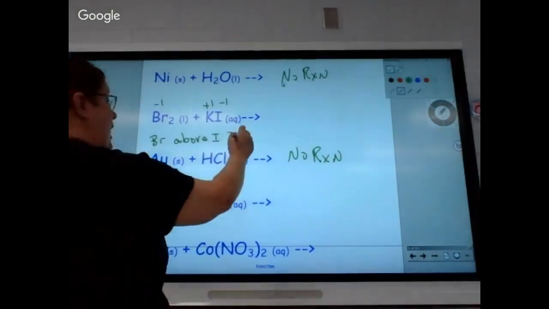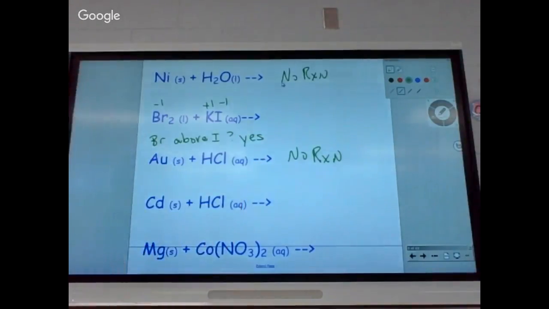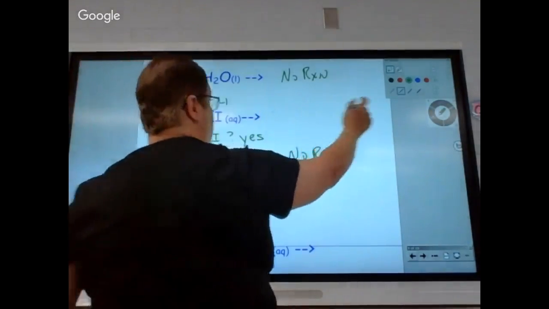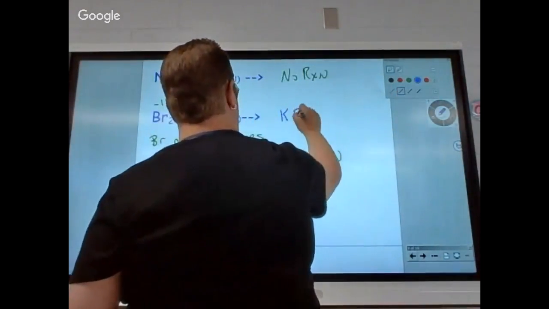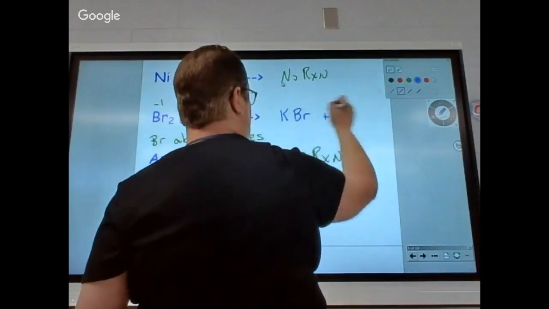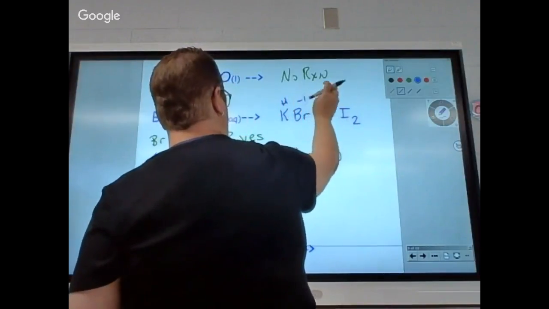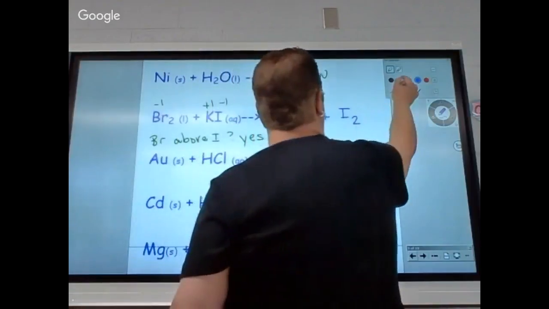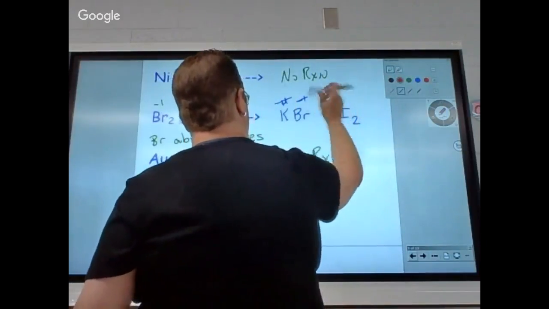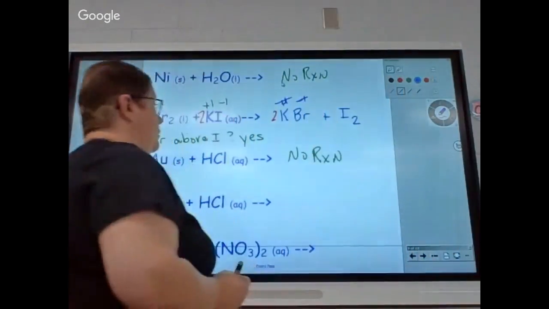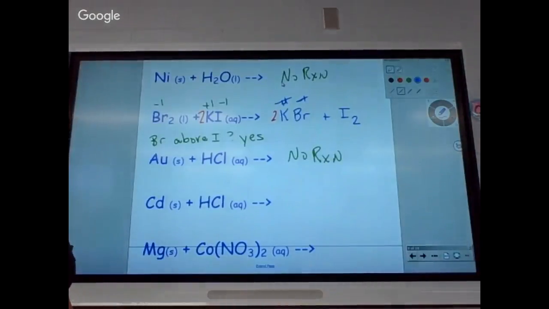Yes. So if you answer yes, then it works just like everything in your homework did last week. We'd single displace like always, right? So we get K with BR, and then I will be by itself. So I gets what subscript? +1, -1, those cancel out. And to balance it, you're going to come back and put a 2 here and a 2 there. You said it's fine if you write it the other way, right? Sure, if you wrote I2 plus KBR, it's fine.